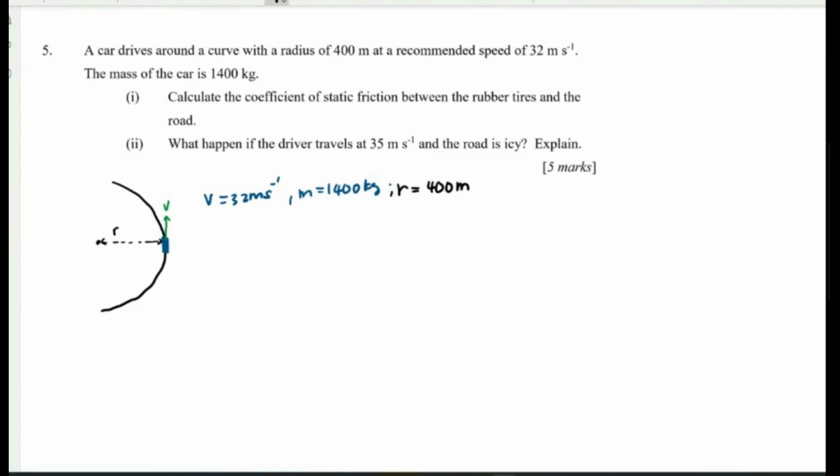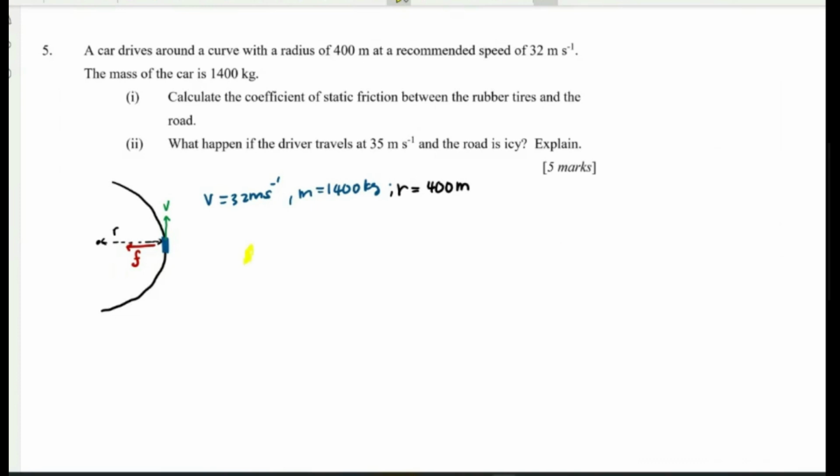Okay. So now, bila dapat soalan macam ini, you must know the concept. The only force that provides the centripetal force in this case is the frictional force. So friction should be towards the center. Dan satu-satunya force yang akan mewujudkan centripetal force adalah frictional force.